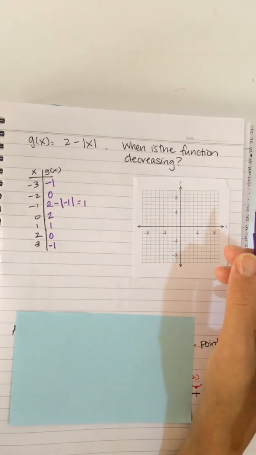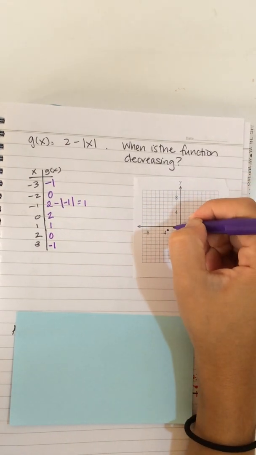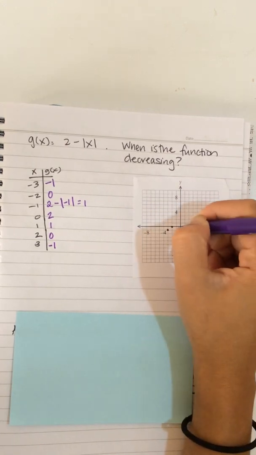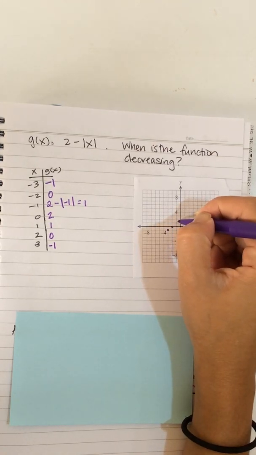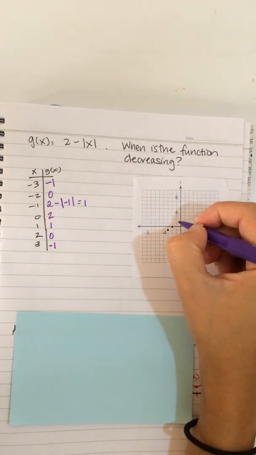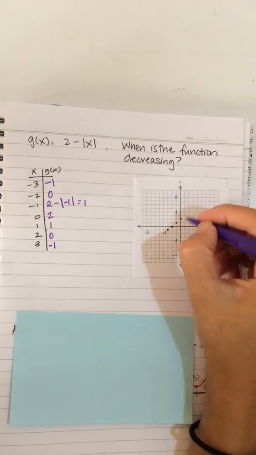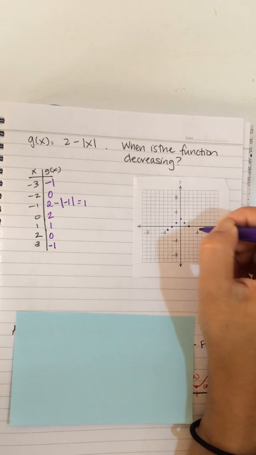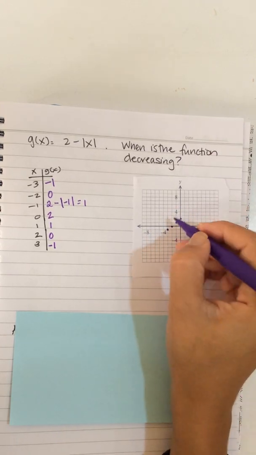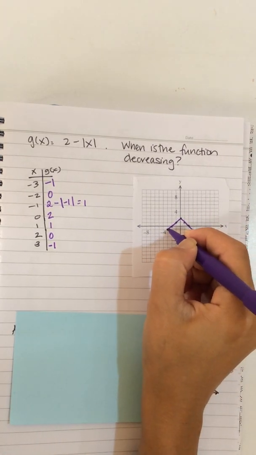Then I can come over here and plot it. So let's do that. -3, -1; -2, 0; -1, 2, oh, and -1, 1, sorry. -1, 1; 0, 2, and we're just going back down. 1, 1; 2, 0; 3, -1. So there is our graph of points that we plotted, and we're going to assume it continues.